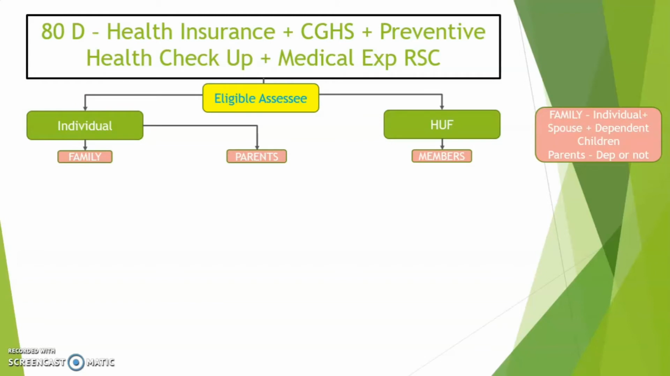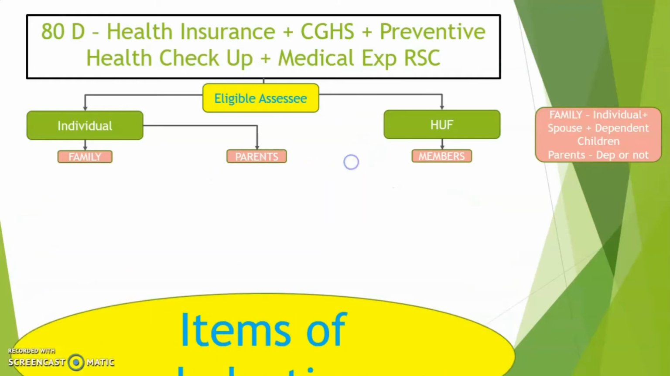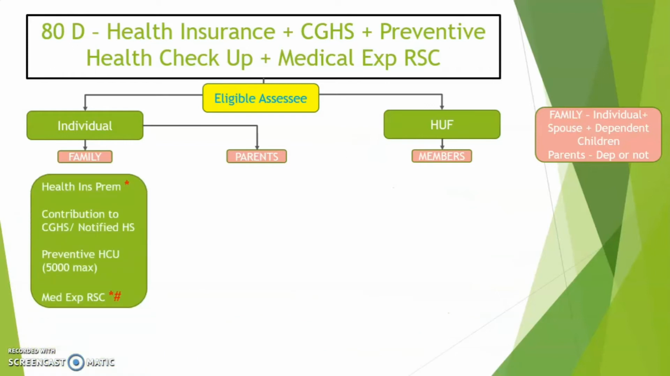Now let's see what items of deduction we can take for each of these categories. First, for the family, that's the spouse, self and dependent children, an assessee can take deduction for health insurance premium, contribution to CGHS or any other notified health schemes, preventive health checkup, limited to rupees 5,000 maximum, and medical expenses for a resident senior citizen. The star on health insurance premium means it has to be paid in any mode other than cash, so not paid in cash.